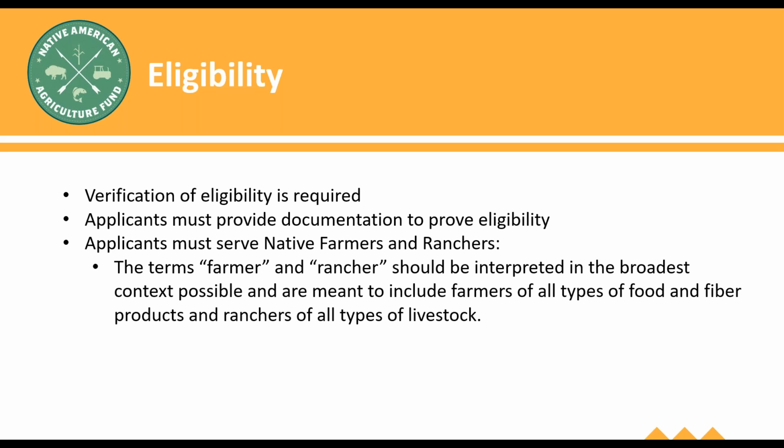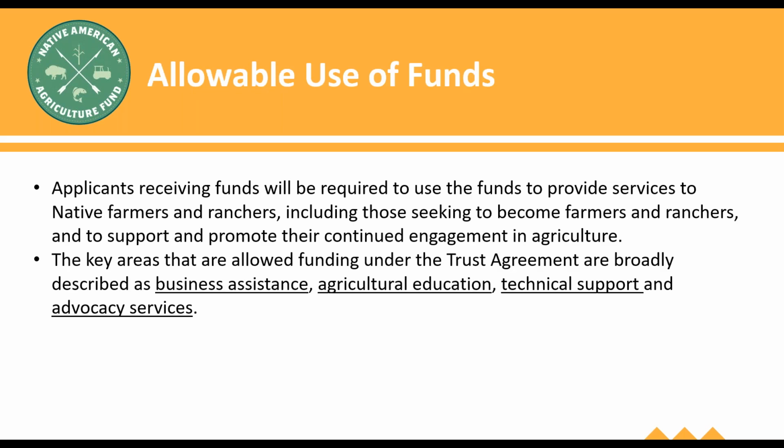of livestock. And in the FastTrack Funding awardees, there were fishers and tribes that have fishers, and fisheries that are involved there. And so the term farmer and rancher is meant to be a broad context. Applicants receiving funds will be required to use the funds to provide services to Native farmers and ranchers, including those seeking to become farmers and ranchers, and to support and promote their continued engagement in agriculture.